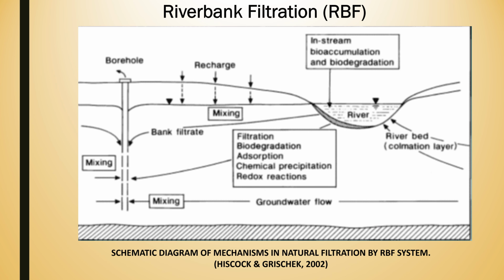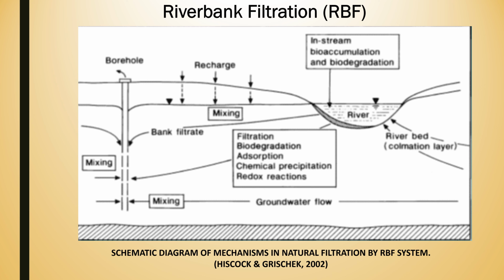This is the riverbank filtration, RBF. The schematic is a diagram of the mechanism of natural filtration by the RBF system. So we can see the borehole here, and the recharge. This is a mixing borehole here. This is a mixing. We have the hole here. The filtration, biodegradation, absorption, chemical precipitation, and redirection happen here. And the mixing here, groundwater flow.